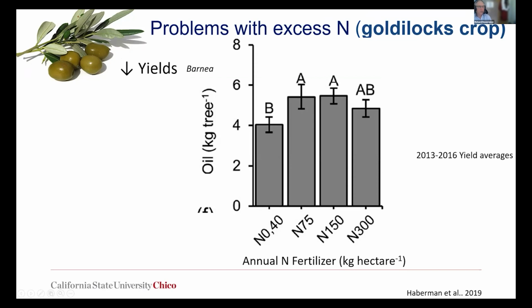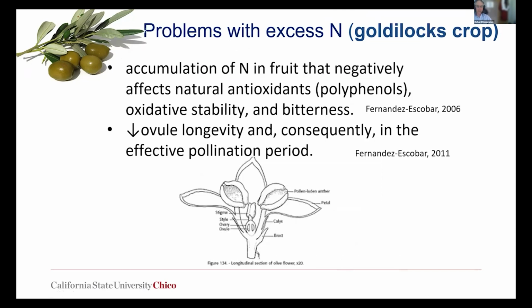There are other issues with excess nitrogen. Again, accumulation of nitrogen in the fruit negatively affects the natural antioxidants, the polyphenols, and it increases free fatty acids. Oxidative stability is changed, and bitterness is increased at high levels. So again, olive quality is decreased.